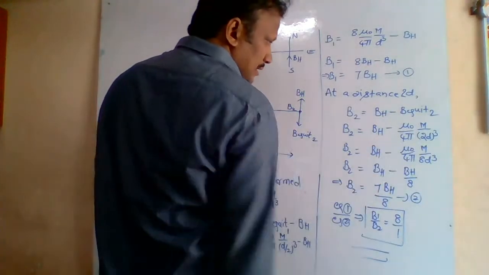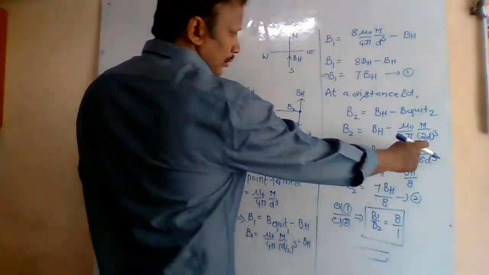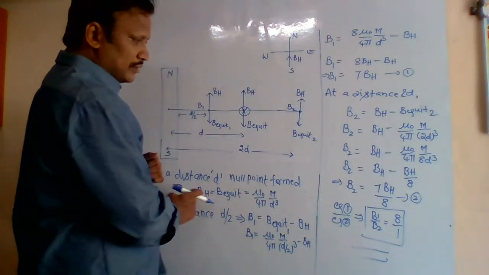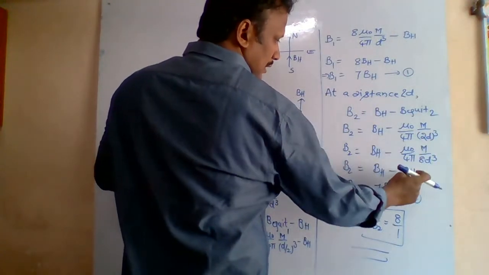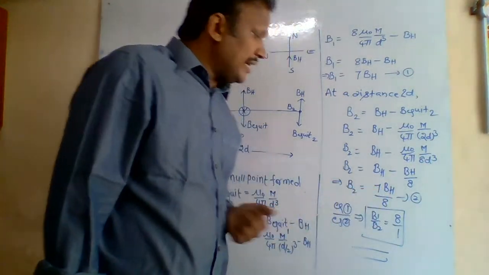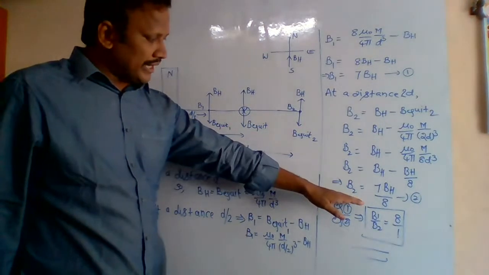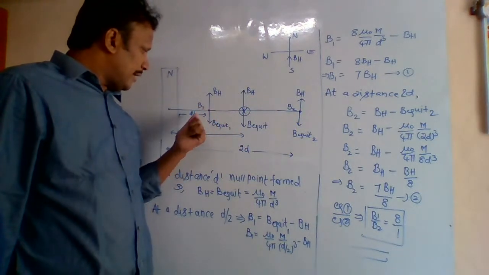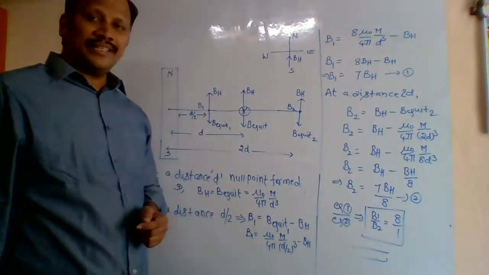So BH minus mu naught by 4 pi into M by 8 d cube. So mu naught by 4 pi into M by d cube is nothing but what here? B equatorial. Again B equatorial is nothing but what? BH. Therefore BH minus, this term becomes BH by 8. So B2 is equal to 7 BH by 8. BH minus BH by 8 is nothing but what? 7 BH by 8. So that is the magnetic field induction at the distance 2d. Magnetic field induction at a distance d by 2 is equal to how much? This one, 7 BH. At distance 2d, 7 BH by 8.